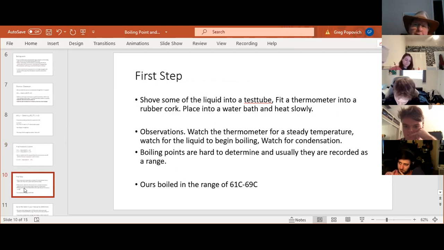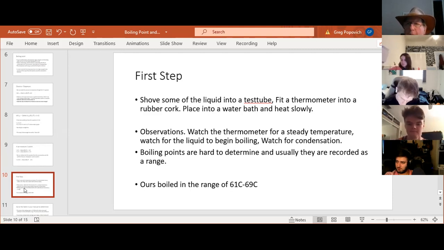So what you're actually doing in this experiment, you're going to shove some liquid in a test tube. You're going to fit a test tube into a rubber cork and you're going to put it in the water bath and heat it slowly. The reason you're heating it slowly, you don't want to create any cannons. If you heat it real rapidly, pressure is going to rapidly build up and that cork and the thermometer are going to get impaled into the ceiling. So you're going to heat up this thermometer really, really slowly.